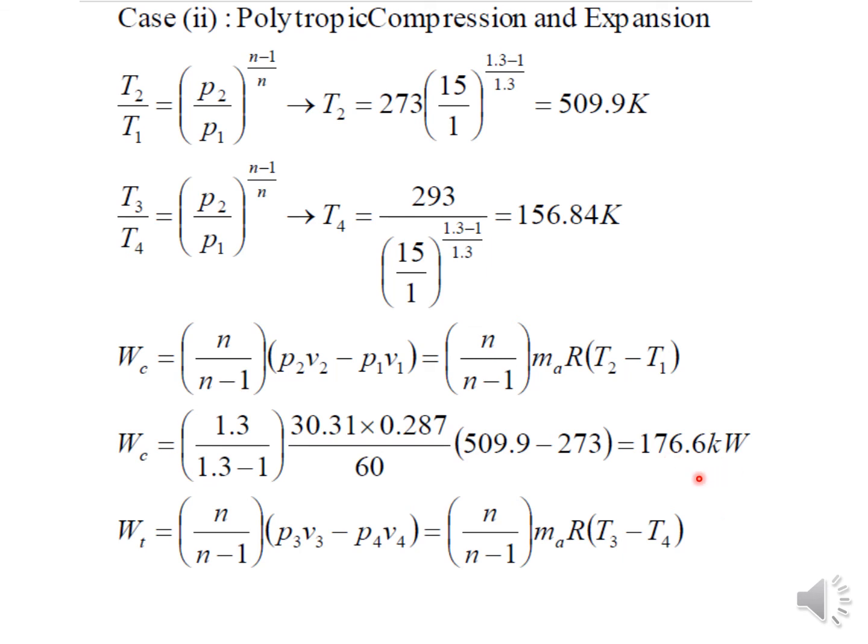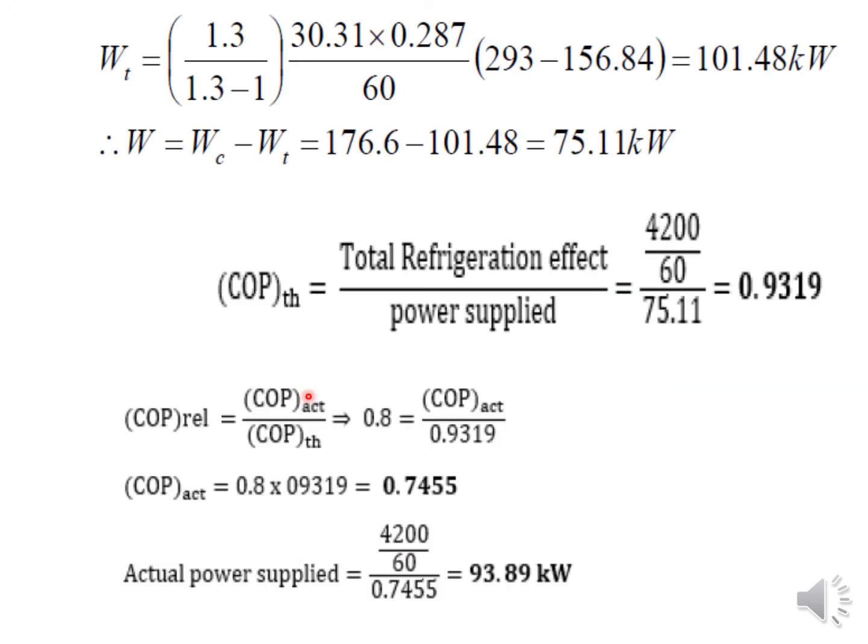WC is 176.6 kilowatt. Similarly for the work done by the turbine, N divided by N minus 1, here it is P3 V3 minus P4 V4. Similarly T3, T4 values are known to us, MA is known to us, R is known to us, N is 1.4. If you substitute here, you will get 101.48. So what is the total work? The total work supplied, or power supplied, is 75.11 kilowatt.